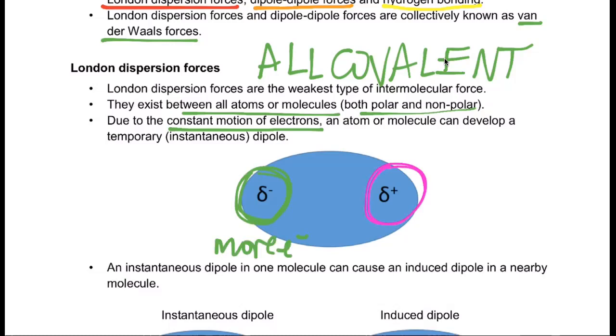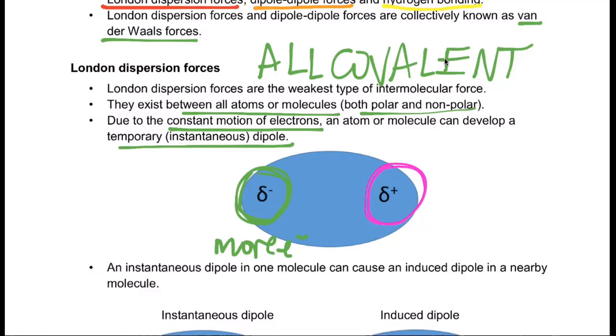A lot of times we will say that London dispersion forces cause what's called a temporary or an instantaneous dipole. And that just means that it's only there for, I don't know, a millisecond and then it's gone. Okay.